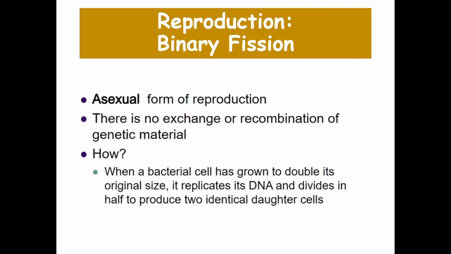One type of bacteria reproduction is binary fission. It is an asexual form of reproduction, and because it is asexual, there is no exchange or recombination of genetic material. How do they do it? When a bacterial cell has grown to double its original size, it replicates its DNA and divides in half to produce 2 identical daughter cells.